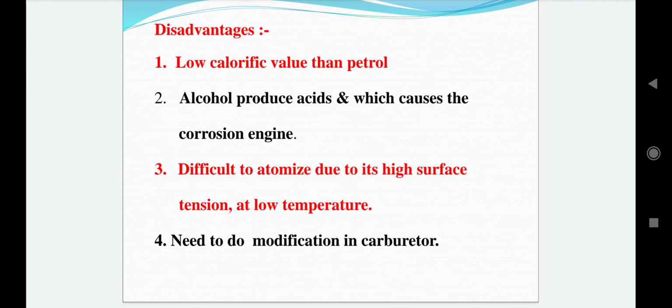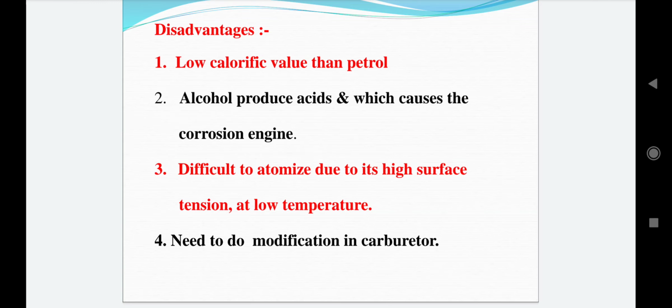First, the calorific value of alcohol is low as compared to petrol. Pure petrol has a high calorific value, but pure ethanol has a low calorific value, so if we mix it in the petrol, the overall calorific value will decrease. Second, alcohol produces acids. If alcohol gets oxidized, it produces acids inside the engine. The produced acids attack the engine parts and lead to corrosion of the engine.